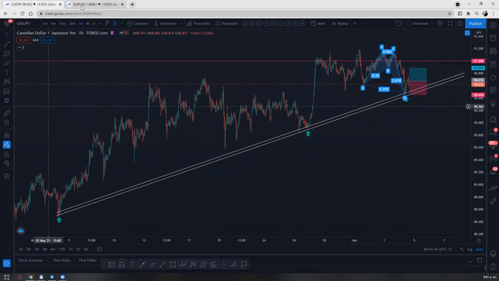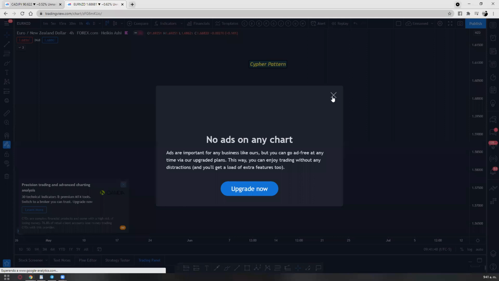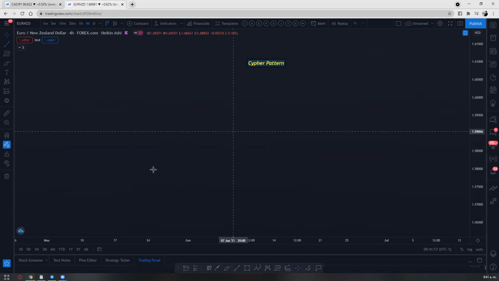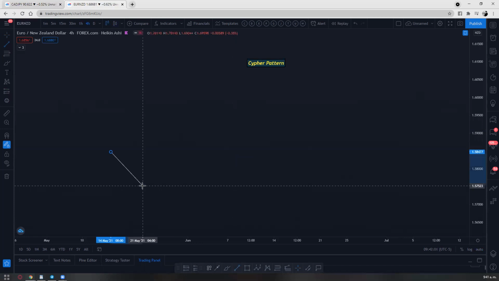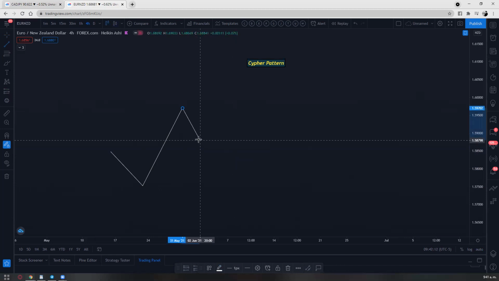Okay, let me go now to the next chart. I'm going to go to the Cipher pattern. Let me show you right here. Right quick, I'm going to give you pretty much the same drawing. Let's suppose the price is coming this way and starts pushing up. Now it does a retracement, a pullback, maybe to the zone right here.